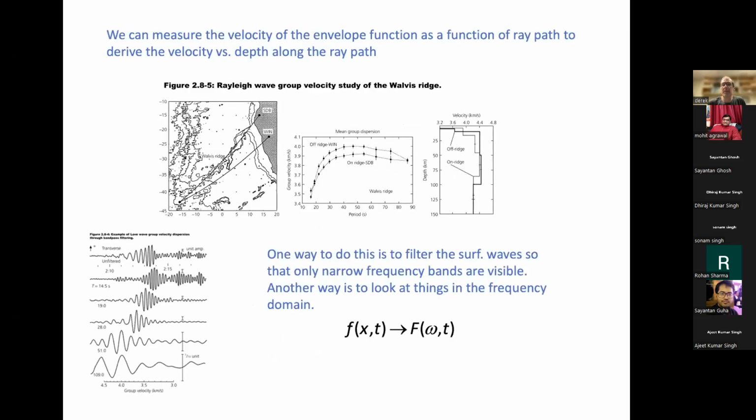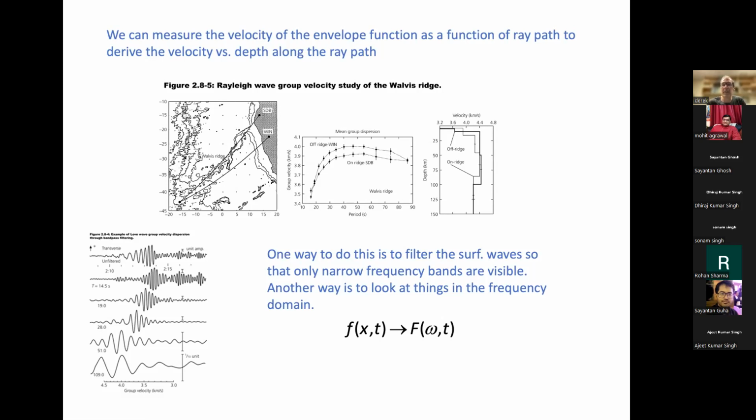We can measure the velocity of the envelope function as a function of ray path to derive the velocity versus depth along the ray path. Here's a famous example from Forsyth, where there's an earthquake right here, and they measured the velocity along a mid-ocean ridge, the Walvis Ridge, and then the velocity off the ridge. They found the off-ridge group velocity followed this top plot here, and the on-ridge velocity followed this bottom plot.